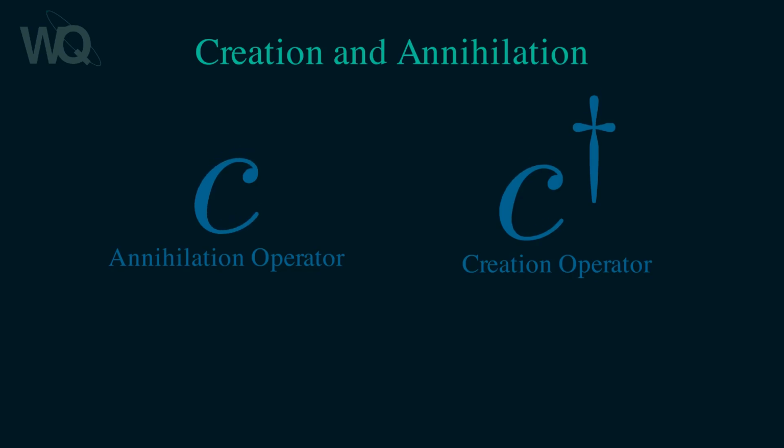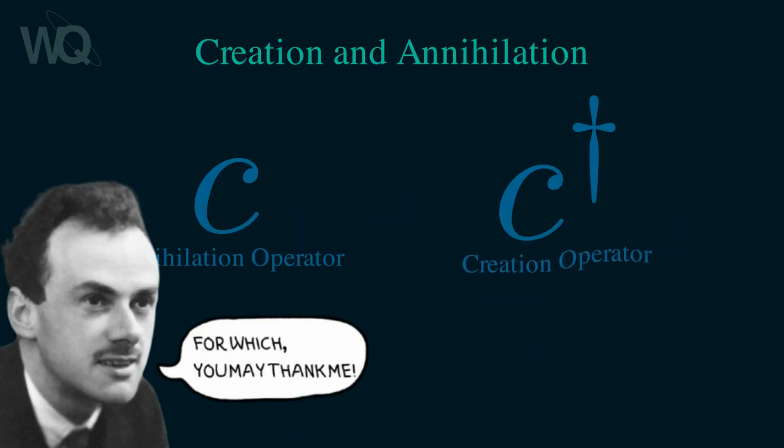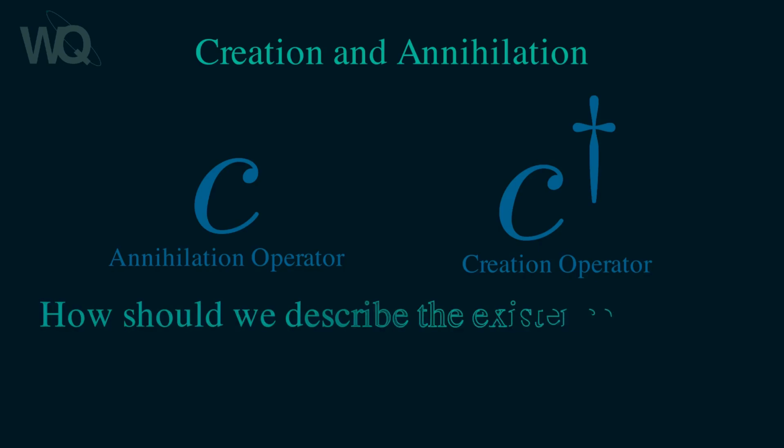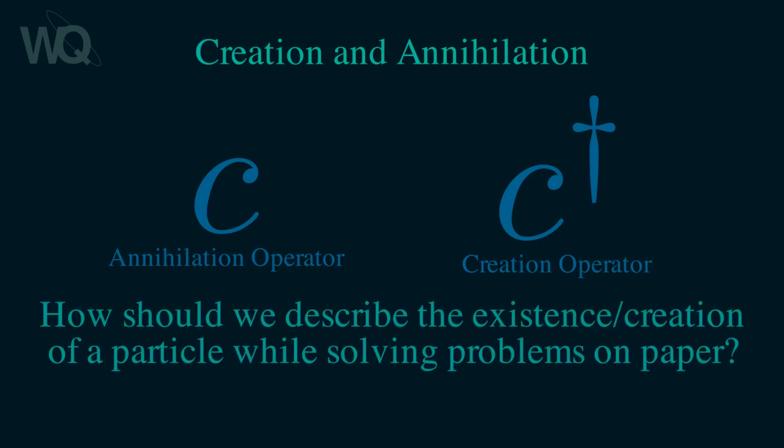And know that there is much more rigorous theory and elegant mathematics behind these concepts, but for the sake of this video, treat this as just being notation. Think of it this way. How do we describe a particle's existence or creation when solving problems on paper? These operators provide the answer. For example, having an electron in real life corresponds to a C dagger in math. And don't worry about how electrons are physically destroyed or created. This is just a mathematical tool for now.